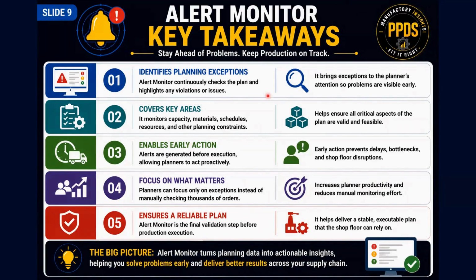So let's summarize today's discussion. The PPDS Alert Monitor helps planners identify planning exceptions. It highlights capacity issues, missing materials, scheduling conflicts, and delayed orders. It allows planners to focus only on exceptions instead of reviewing every production order. Most importantly, it helps prevent production disturbances before they occur. That's why Alert Monitor is an essential daily tool for production planners.